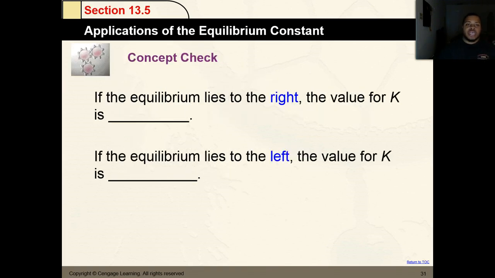Now, quick concept check. I think you guys understand this one, but just in case: if the equilibrium lies to the right, what kind of value do we have for K? Where is it relative to 1? My hope is that as you're thinking about it, you're saying, okay, if it lies to the right, that means towards the products, that means that our equilibrium constant is going to be greater than 1. But if it lies to the left, that means it's going to be less than 1. Okay?